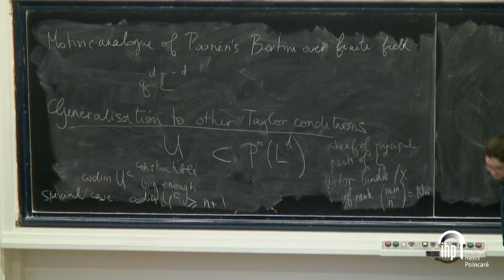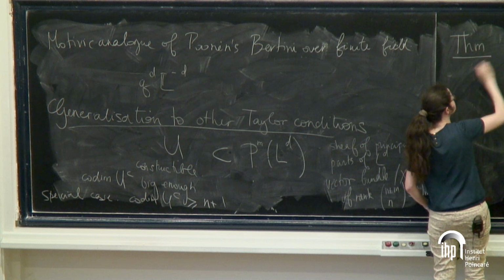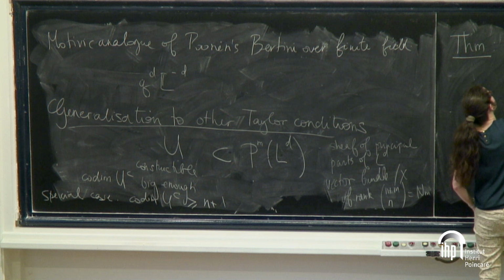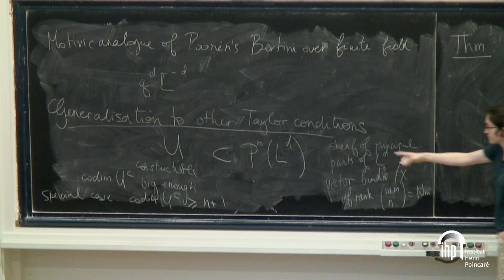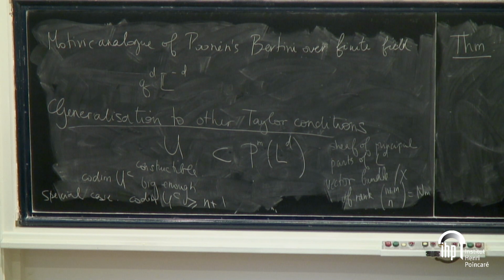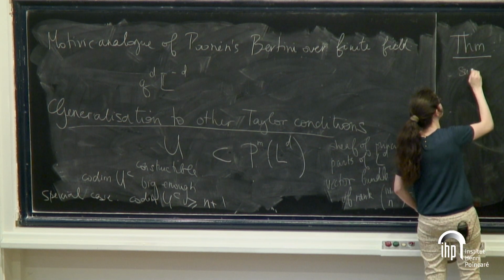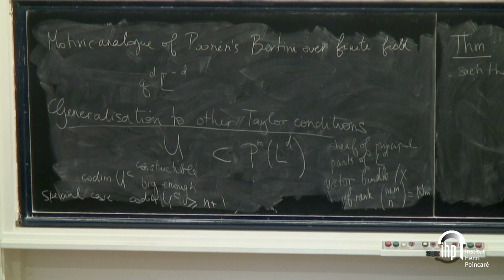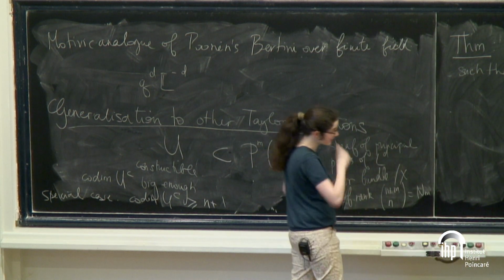Okay, so if we have this, then I have the following theorem. For any m, where m is the order of Taylor expansions that I'm looking at, once I fix the order of the Taylor expansions, there exists some positive epsilon, such that for all U as above, so for all possible Taylor conditions inside this thing, we have the following.